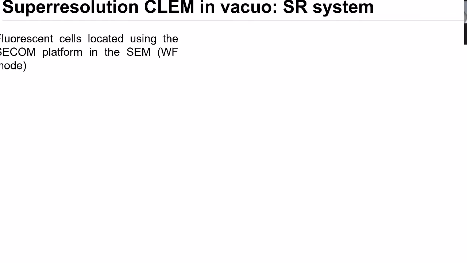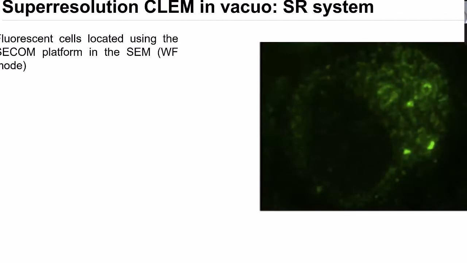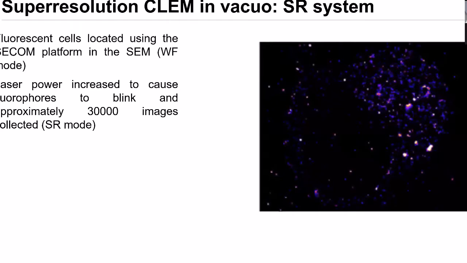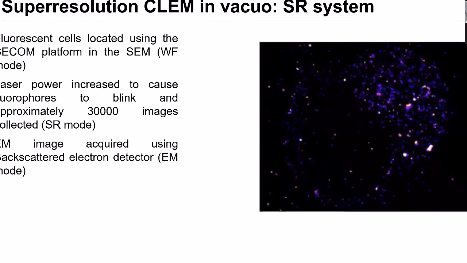So the procedure is the fluorescent cells are located using the SECOM platform in the ordinary wide field mode. So an image such as this is acquired. And then there is a laser in the system for the excitation, and the power of the laser is increased, which causes the fluorophores to blink. And approximately 30,000 images are collected, which is the super resolution mode of the system. And this is the resultant image in super resolution.